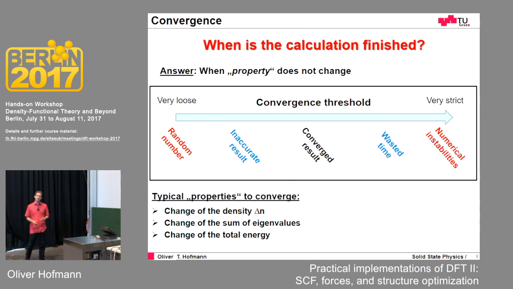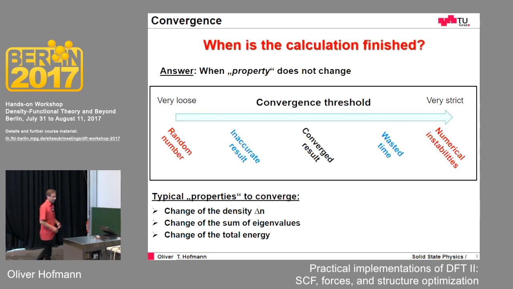I should emphasize at this point that there are, of course, many more exit criteria that you can invoke, in aims but also in other codes. And this is also something that's important to bear in mind. Not all codes have the same convergence criteria implemented. Not every code checks for the sum of eigenvalues. Most, of course, check for the change in the total energy.